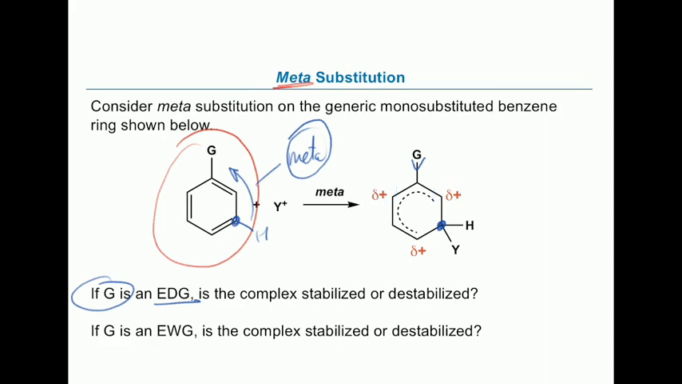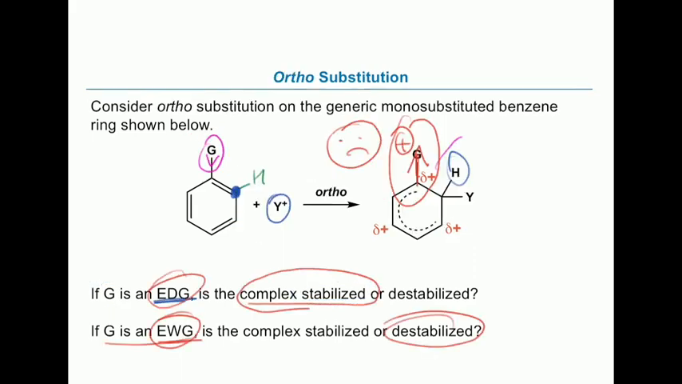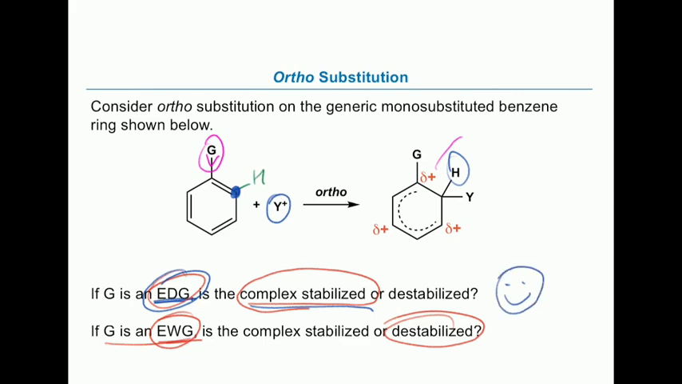The meta, though, is at least not bad. It can be slightly stabilizing, but it's not really destabilizing. It's kind of mediocre. So if we had to rank them, in the first case, a donor group will stabilize, and we can call that a significant positive bump. This is a very good thing because we're actually donating electron density at the center where that positive charge is built up.